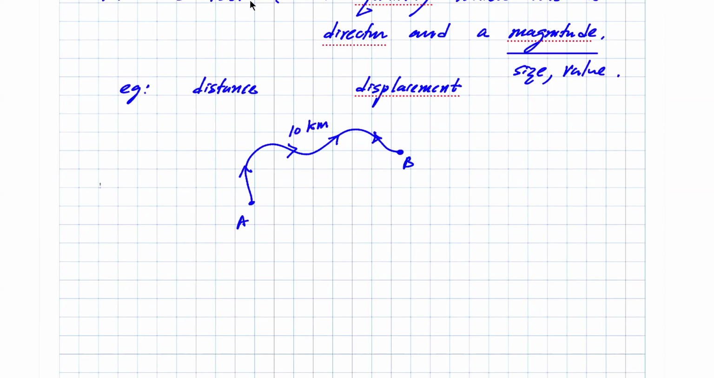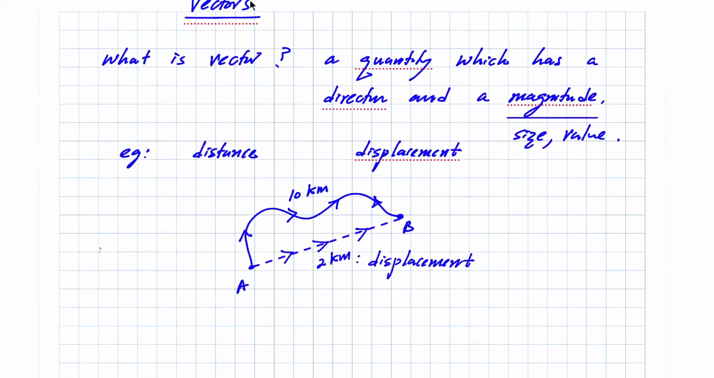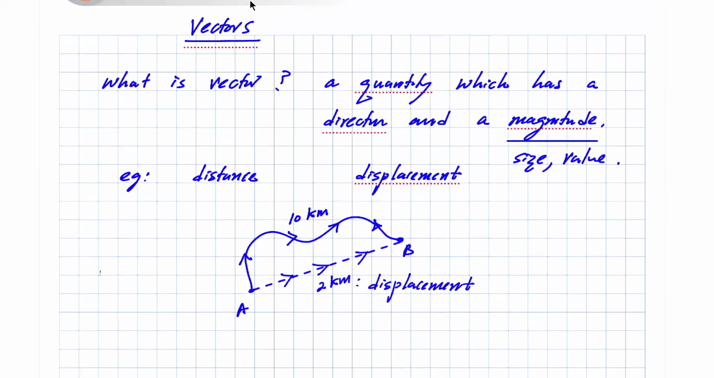Now, displacement is the shortest distance you can say, and that has a specific direction, right? So this is the displacement. That would be 2 kilometers maybe. So you can see that displacement has a magnitude as well as a direction. So a vector is a quantity which has a direction and a magnitude.